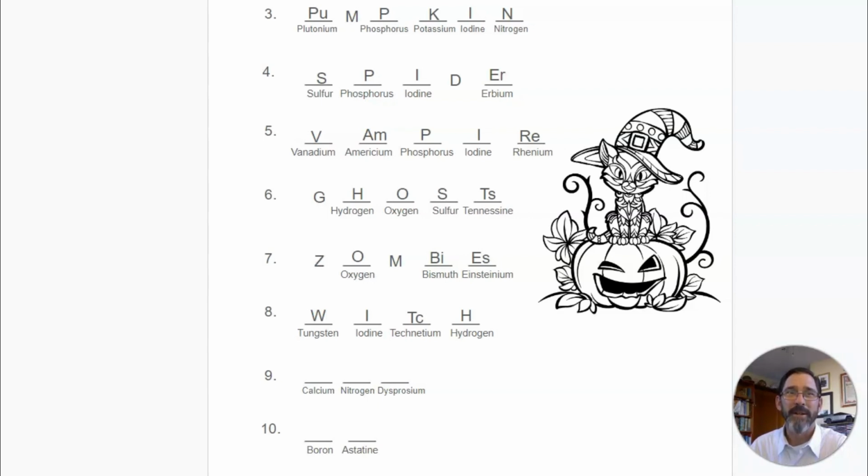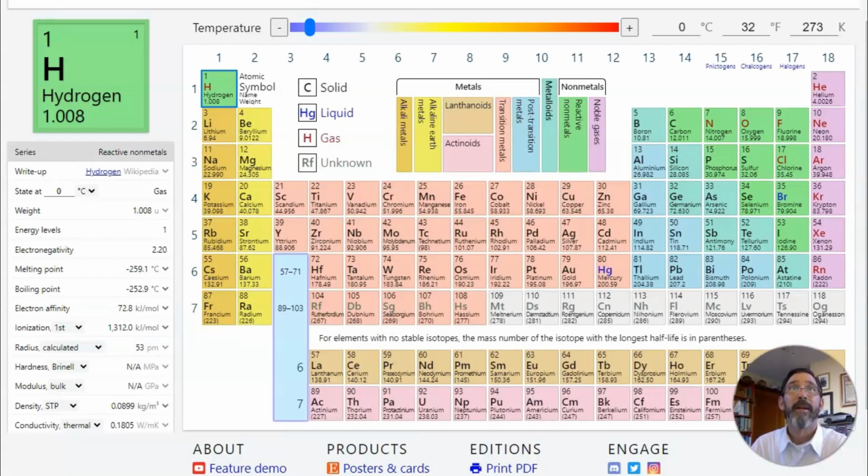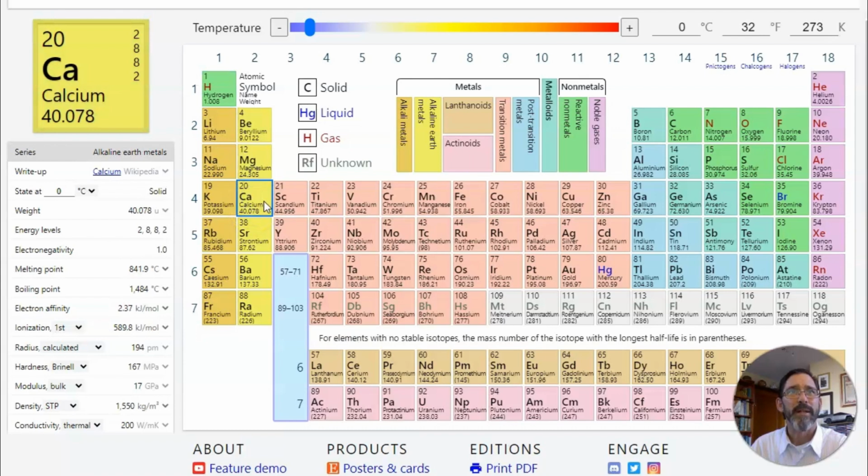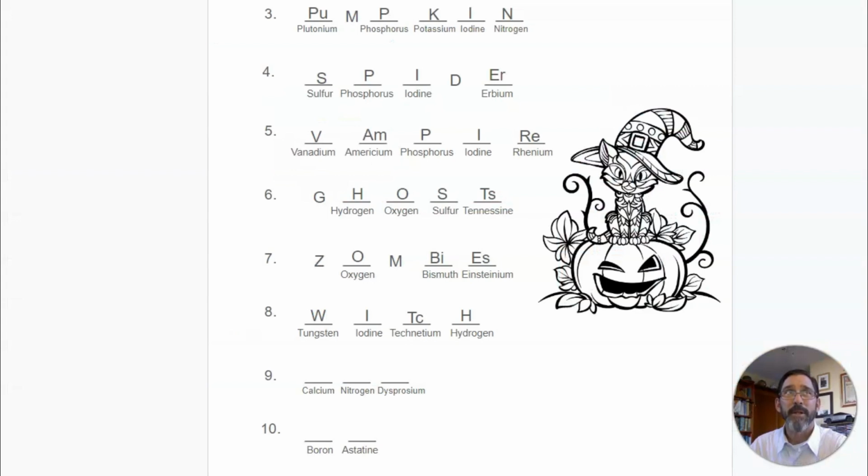Moving on to number 9, the first elemental name is calcium. Calcium can be found in the alkaline earth metals. Number 20. Its atomic symbol is a capital C, lowercase a, for calcium. Place a capital C with a lowercase a over calcium.